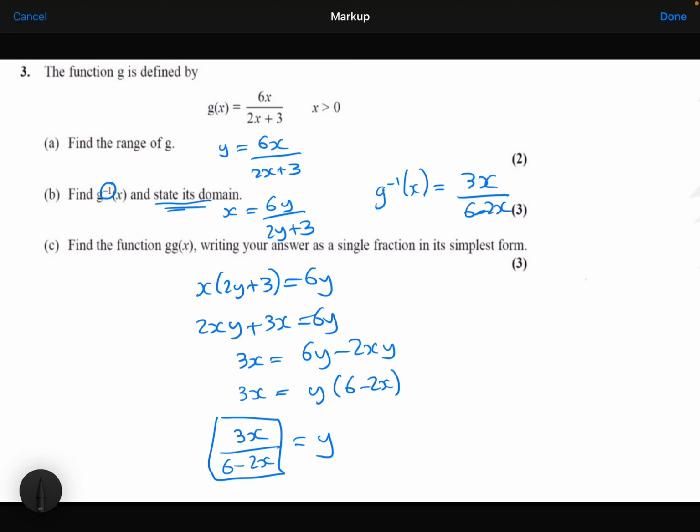I also need to state its domain. Well, I know that the domain of the inverse function is the same as the range of the original function, because I know that the inverse just flips the x and the y around. So I can just take my answer from A and copy it down, but in the context of it being a domain instead of a range. So we've got x on the inside there. So that's my answer to part B.